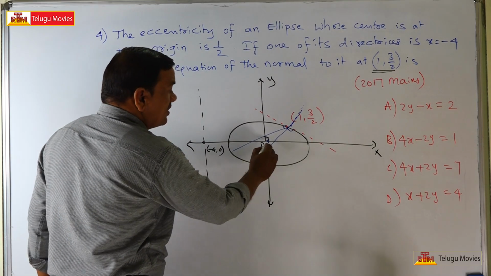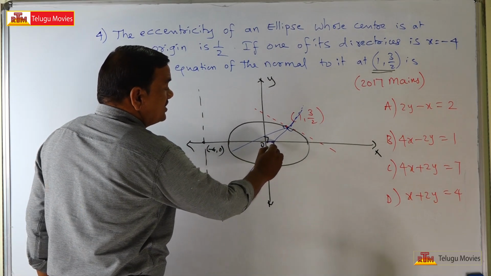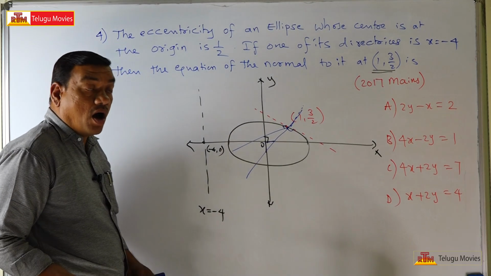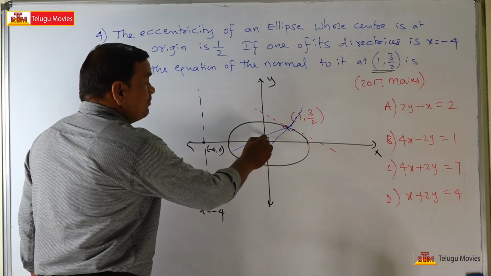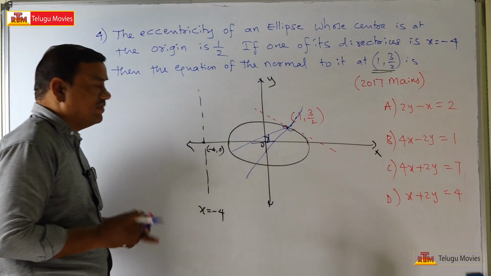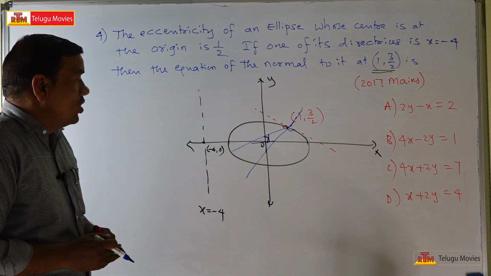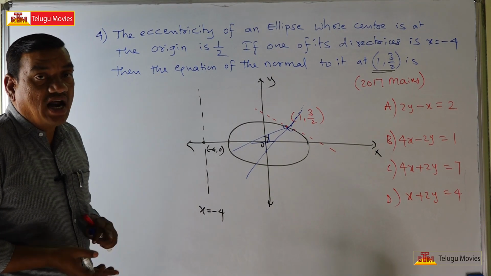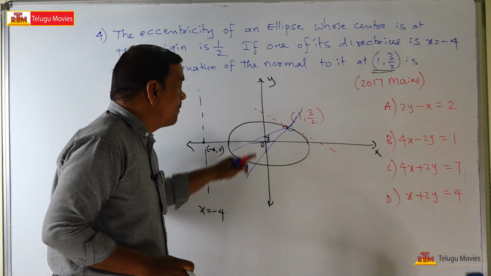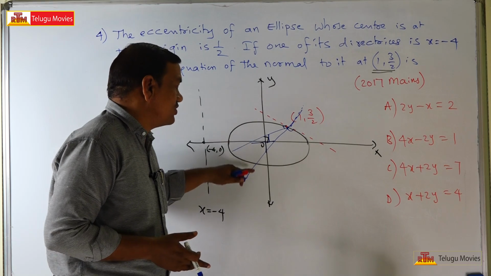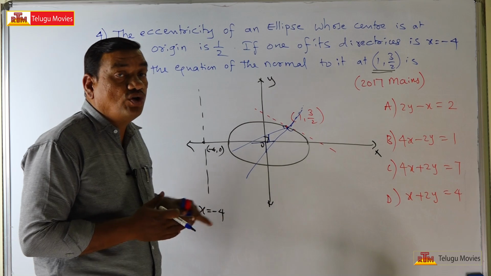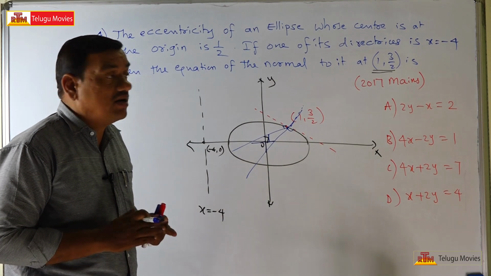That means for the equation of the normal, the x-intercept is positive and the y-intercept is negative, or the x-intercept is negative and the y-intercept is positive. Opposite signs should be there. Both cannot be the same sign, both cannot be positive or both negative.